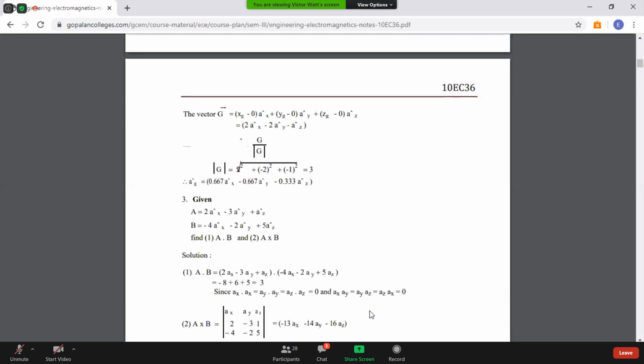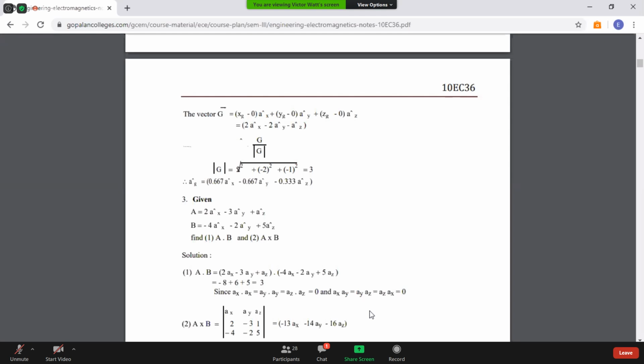Sir, in the notes part we have, since ax dot ax equals a, it should be equal to 1, and then the other part, ax dot ay, equals 0.